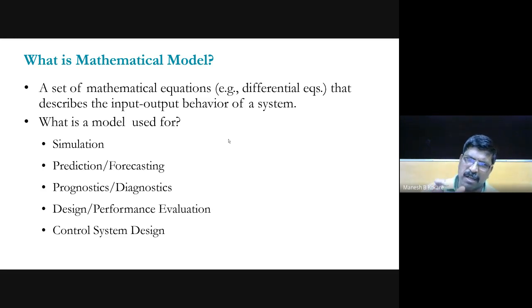So mathematical modeling is a set of mathematical equations, for example differential equations, that describes the input and output behavior of the system. I gave the example of this resistance, right? Across this resistance, we have applied voltage V. So how much current will be flowing through that?